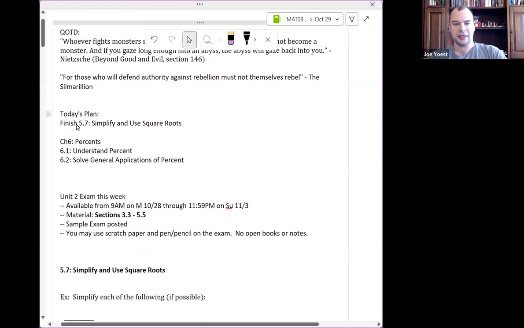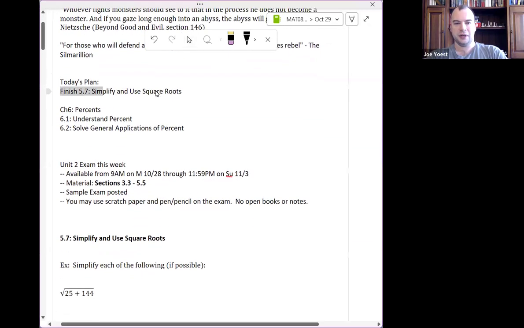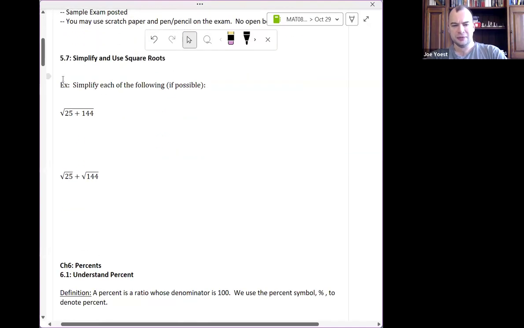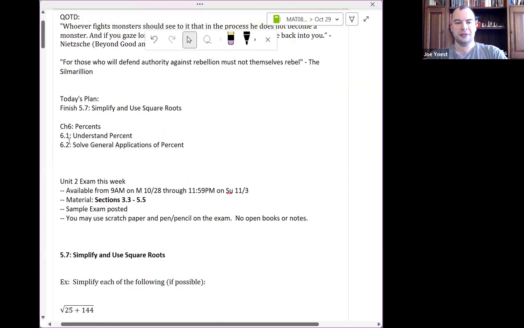All right, so today's plan, we are planning to finish up simplifying using square roots, really just two more little questions at the end of that section. And then our main goal for today is to get a good start on the percents chapter, chapter 6, talking about kind of what is a percent.